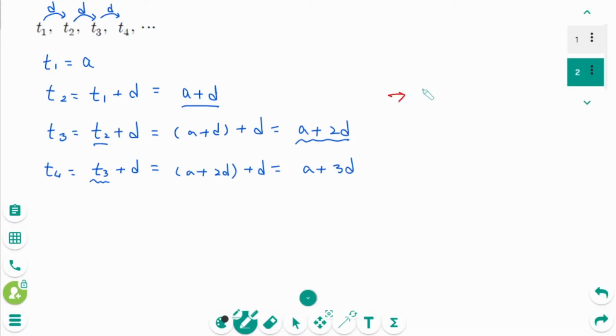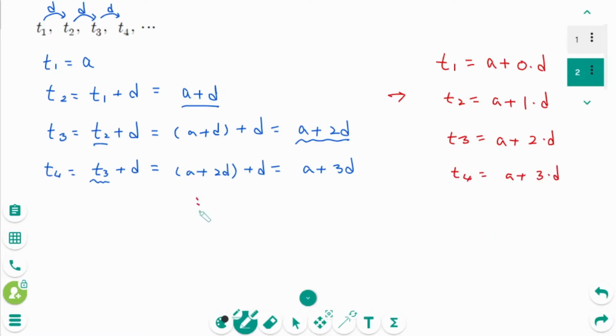Then we can think of it as t1 equals a plus 0 times d, t2 equals a plus 1 times d, t3 equals a plus 2 times d, t4 equals a plus 3 times d. Then keep going. So tn equals a plus n minus 1 times d. This is the general form.